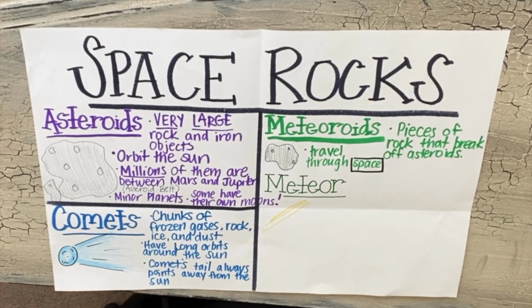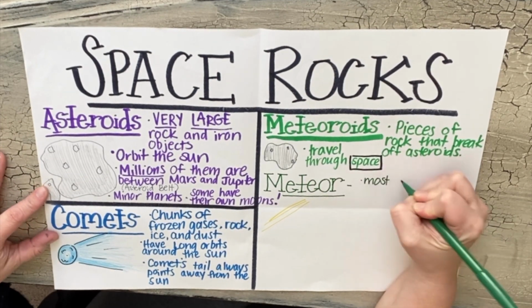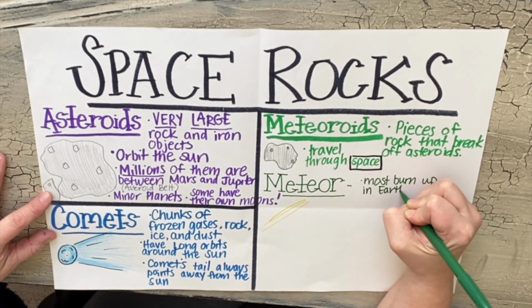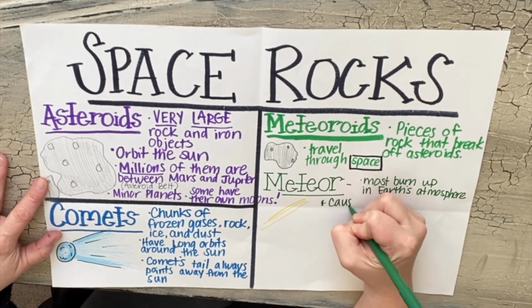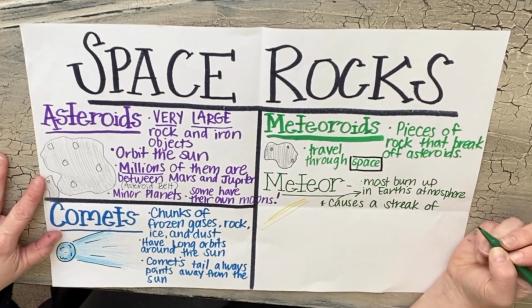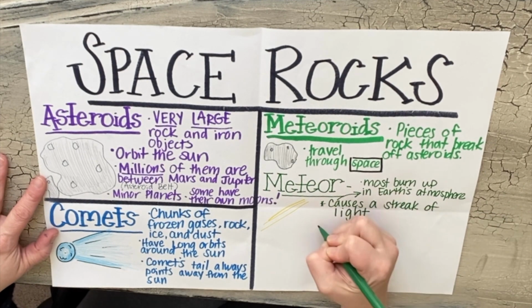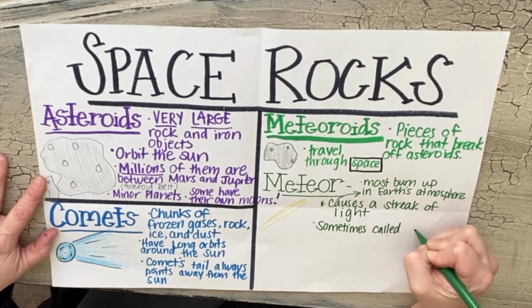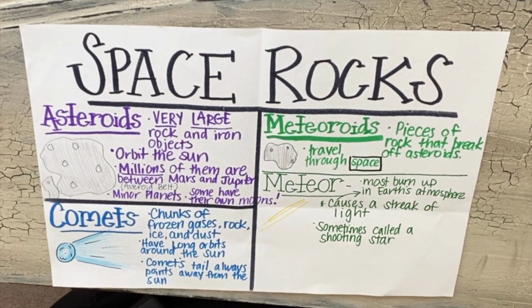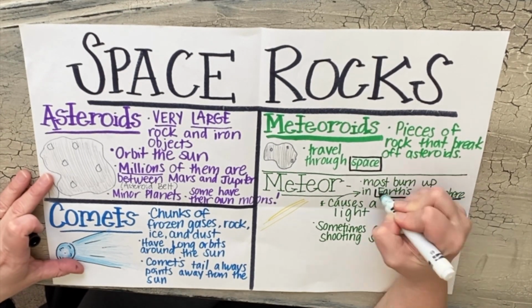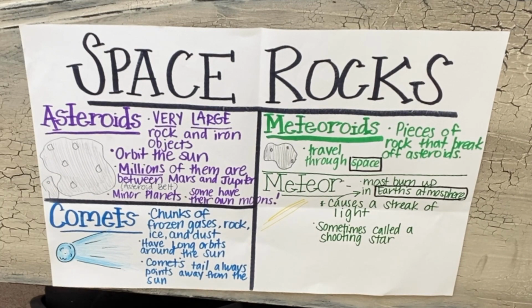Most meteors burn up in Earth's atmosphere. Their location is different. They're not in space. They're actually in Earth's atmosphere. And when it burns up, it actually causes a streak of light. And sometimes we call this a shooting star. So meteoroids are in space and meteors are in Earth's atmosphere.